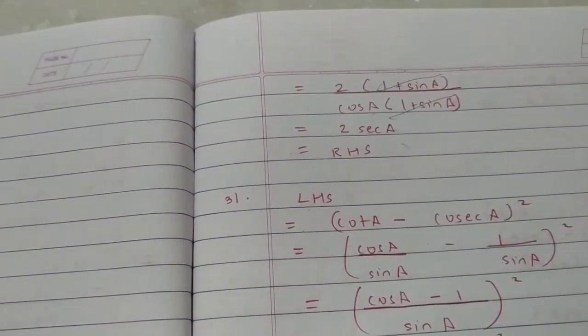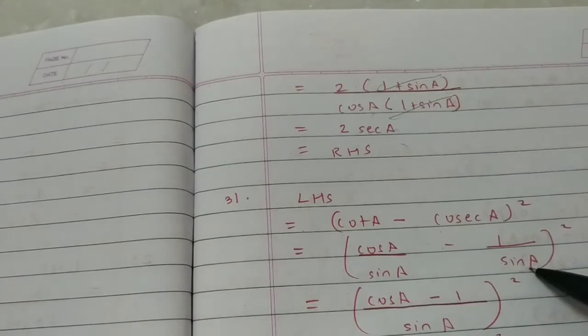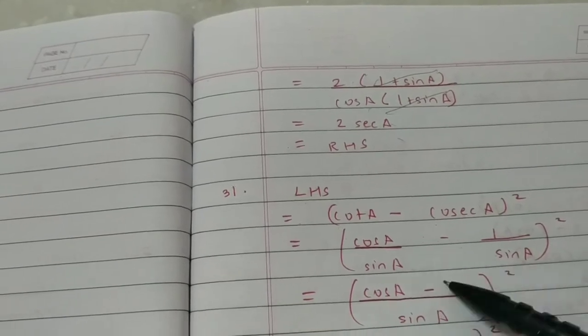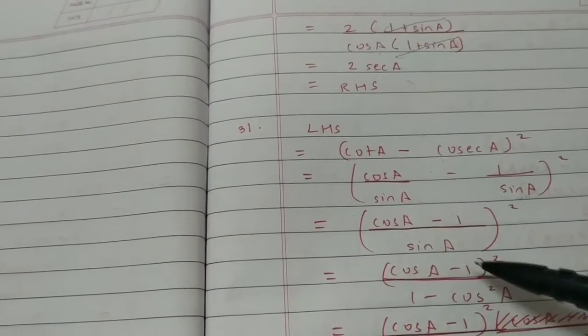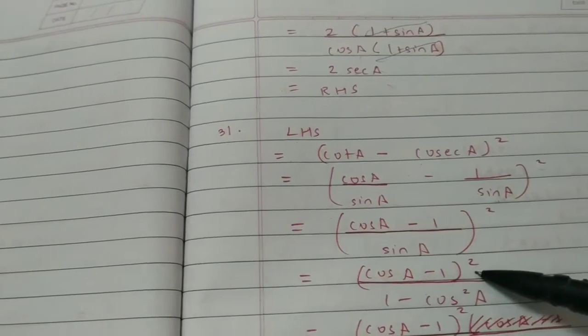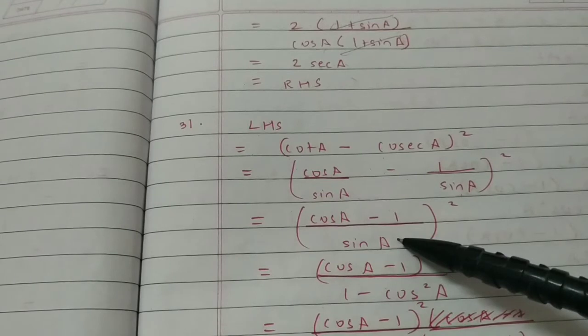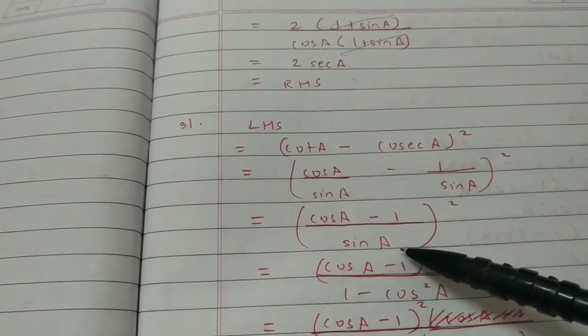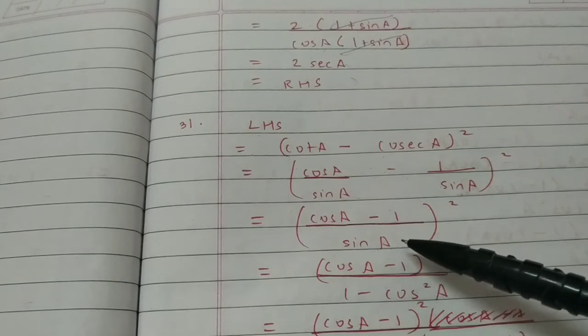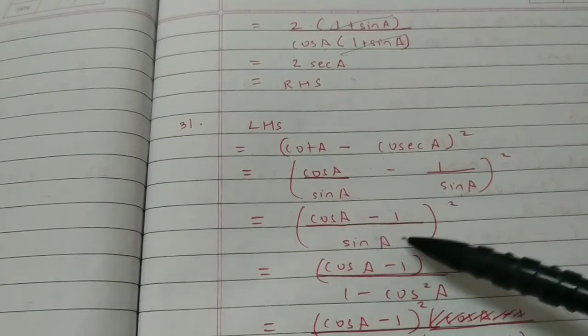Next, the 31st sum. Cot A minus cosec A the whole squared is equal to this. We'll start with the LHS. Convert everything into sine and cos because the RHS was in terms of cos. LCM is not required because the denominators are same. Cos A minus 1 the whole squared upon sine square A. We want only cos, we don't want sine. So that's the hint that we'll have to convert the sine square A. Yeah, the square is even for the denominator.